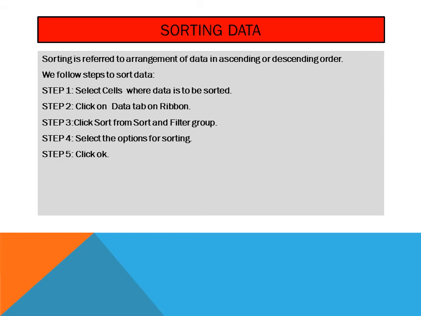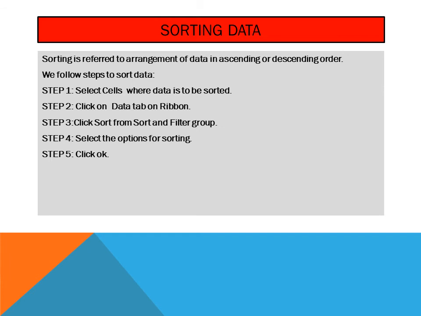Now, again, for sorting of the data, we have certain steps with the help of which our data that is written could be displayed in a sorted manner. Step number 1. Select the cells where the data is to be sorted. We need to select those cells where we want to sort our data. Suppose you want to sort all 4 columns or all the data, so you have to select the entire columns or the entire data.